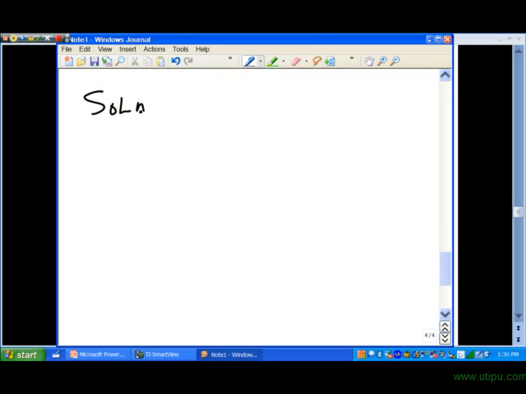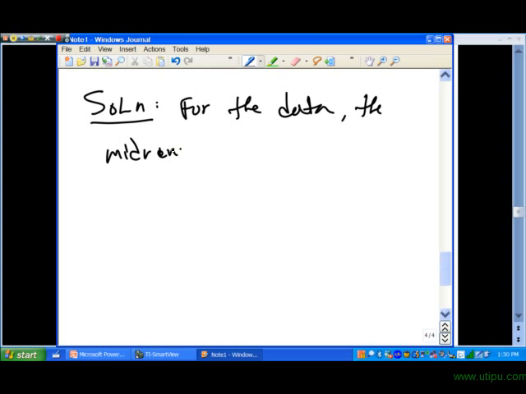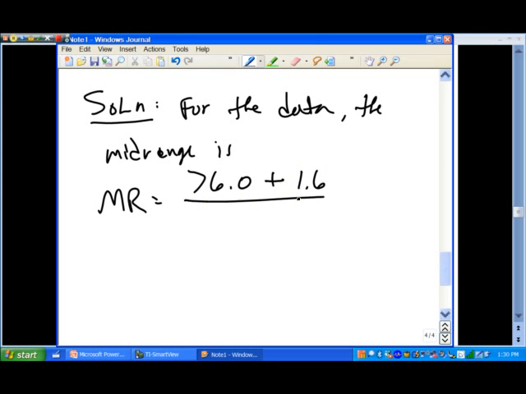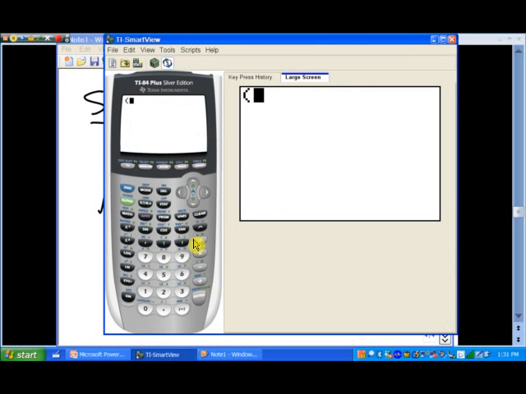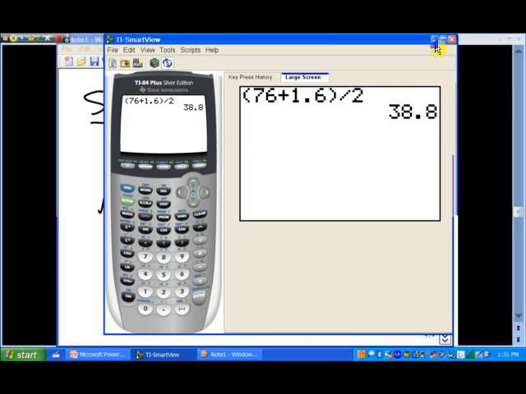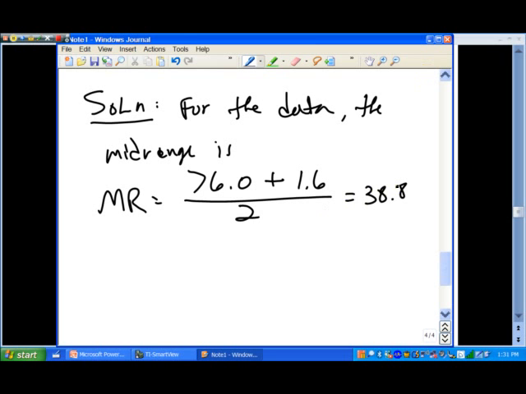So let's go ahead and do that now. So for the data, the mid-range is MR, and that's going to be 76.0 plus 1.6, and then we want to divide that by 2. So if we go ahead and do that on our calculator here, let me clear out these calculations we were doing before. So we want 76 plus 1.6, and then divide that by 2. And that gives us 38.8 for the mid-range.